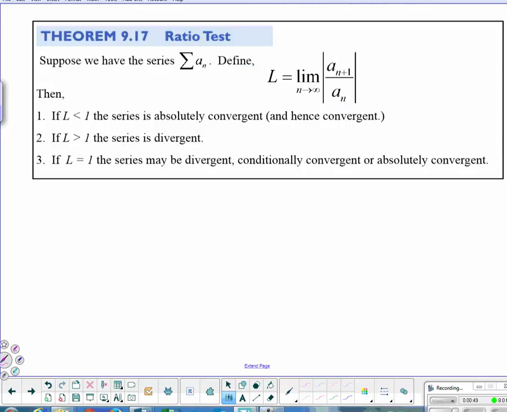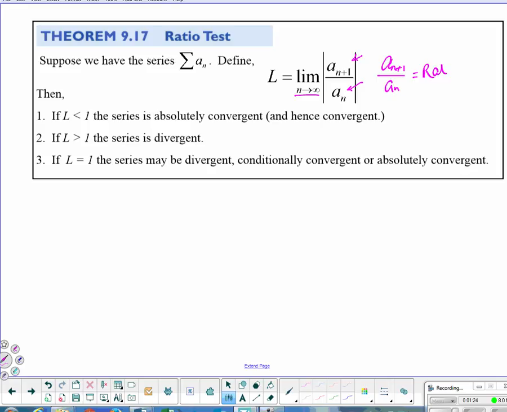Well, here's theorem 9.17 that goes into detail. It says, suppose we have a series where we are summing up a sub n, the rule of the sequence. And it is defined so that the limit as n goes to infinity of the comparison of a sub n plus 1 divided by a sub n. That generates, what we're seeing there, a sub n plus 1 over a sub n.